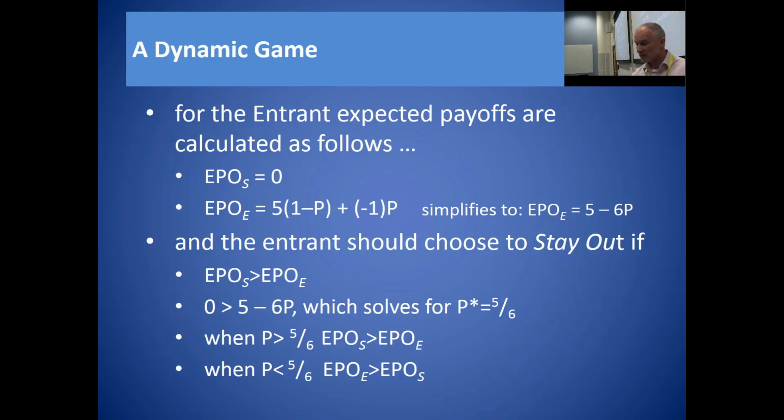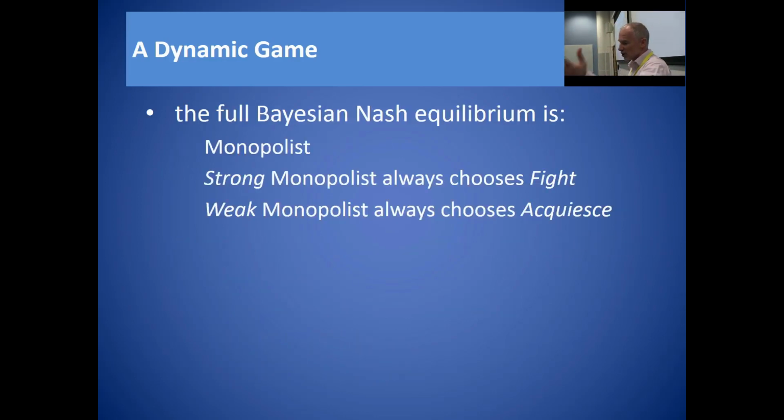Has everyone finished that? That then specifies the full Bayesian Nash equilibrium. Which then is, we want to do it for both the monopolist and the entrant, contingent upon the type. So find the optimal strategies contingent upon the type. And the type, remember, is the monopolist being weak or strong. And so, formally, we'd say that when the monopolist is strong, it will always choose to fight market entry. When the monopolist is weak, it will always choose to acquiesce, to accede to market entry.